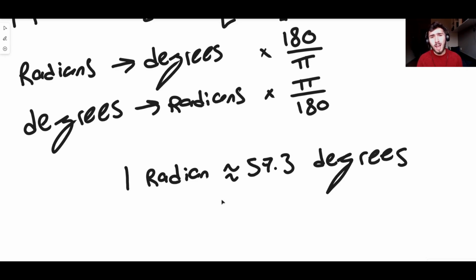But radians are a natural unit of measurement. They arise using the definition of the radius of a circle and the circumference of a circle. They're much more natural. They correspond more to geometry.